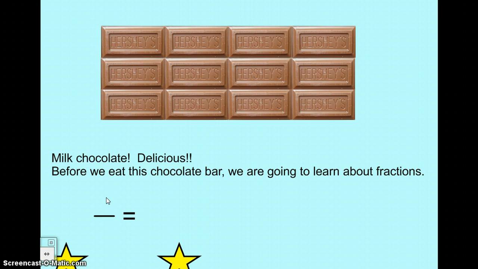We know that. Any number over the same number equals 1 whole. So when the numerator and the denominator are the same, we have a whole. In this case, we have 1 whole candy bar. Everyone agree? Great job.